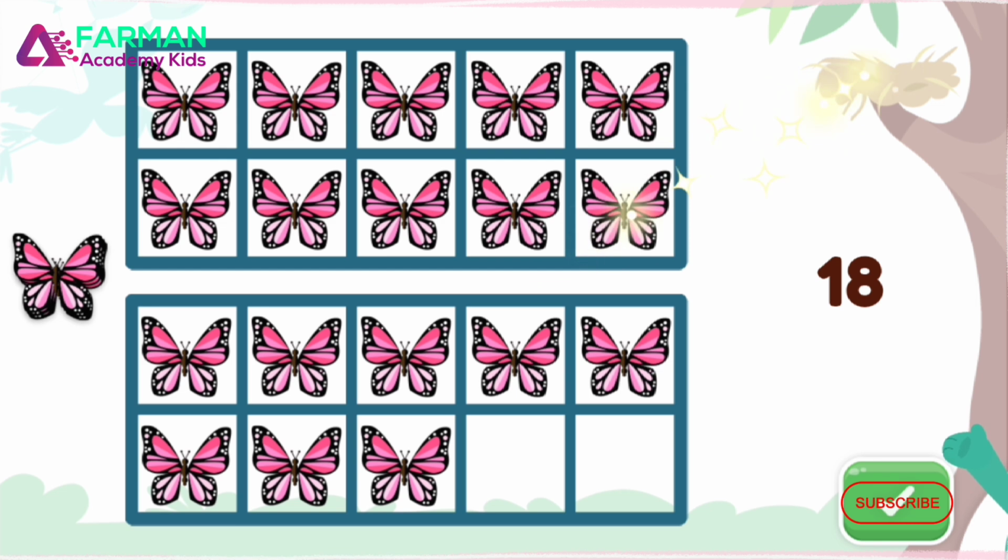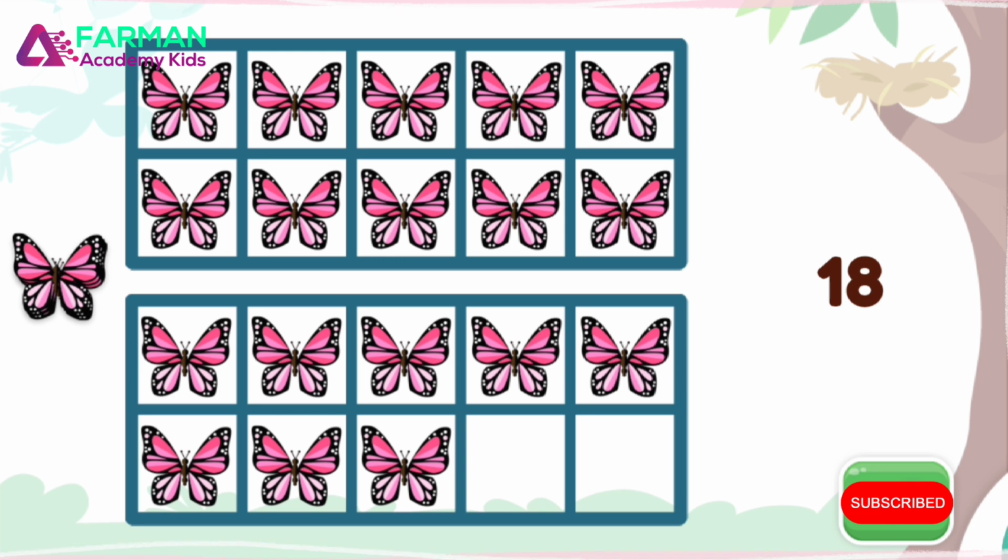Good thinking! There are 18. One 10 frame is filled, which makes 10. There are 8 in the other.